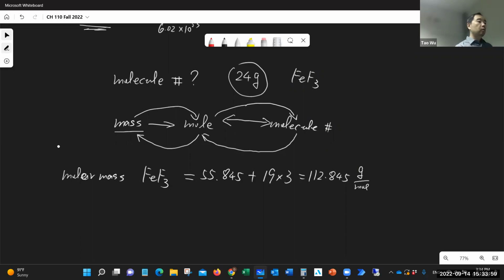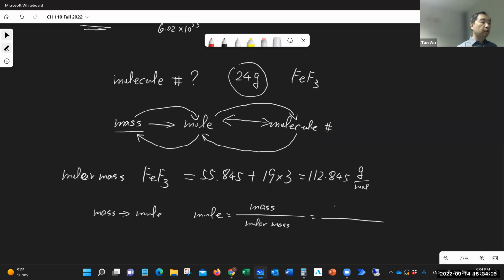Okay, now we've got 24, right? So first we need to convert mass to the mole. The mole should be equal to mass over molar mass. So you have 24 for the mass. Again, this 24 gram is a mass.